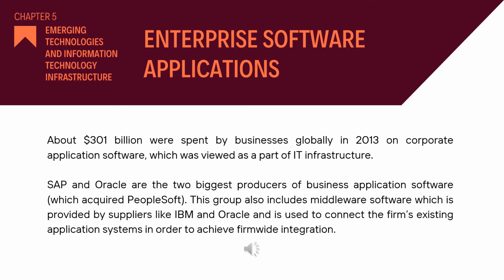Next, enterprise software application. About $301 billion was spent by businesses globally in 2013 on corporate application software, which was viewed as part of IT infrastructure. SAP and Oracle are the two biggest producers of business application software, Oracle having acquired PeopleSoft. This group also includes middleware software, which is provided by suppliers like IBM and Oracle and is used to connect the firm's existing application systems in order to achieve firm-wide integration.